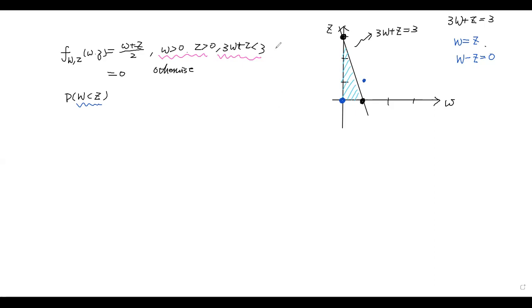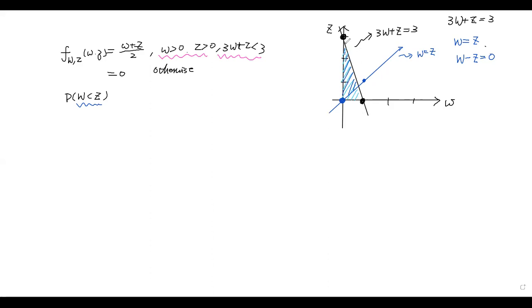This condition will just go over these lines. This line is W equal to Z, but we want W less than Z. So which area is W less than Z? It will be the area above the line.